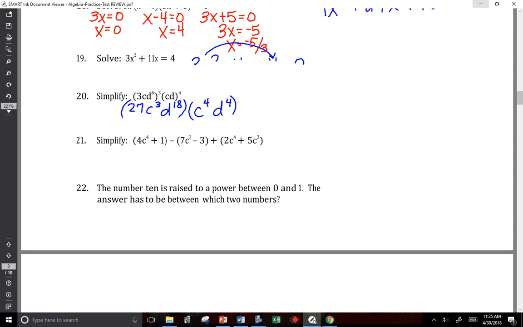I want to get rid of the parentheses. But before we do that, distribute the negative is the first thing you want to do. So we have 4c to the 4th plus 1 minus 7c to the 3rd plus 3, because you have minus times minus, and then plus 2c to the 4th plus 5c to the 3rd. So you want to combine like terms, so anything to the 4th power can go together, and then anything to the 3rd power can go together, and then the constants can go together.